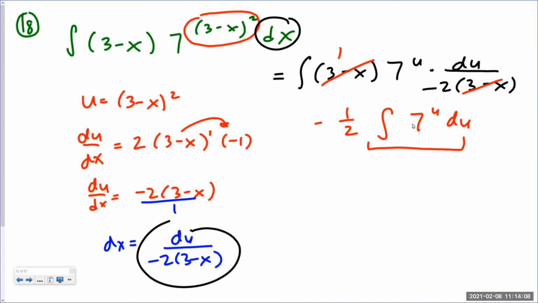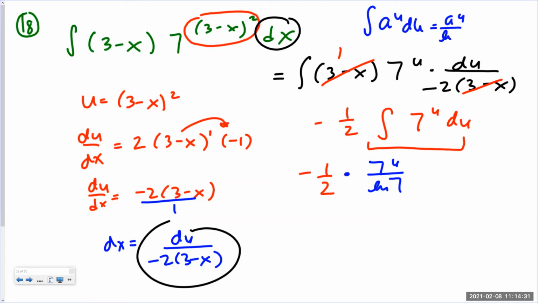Do you see it? What's the antiderivative? And let me just carry down the negative 1/2. You don't do anything with it for a while, okay? What's the antiderivative of 7 to the u, of a to the u? It's a to the u over ln of a. Okay, you just memorize that. If you go look at your formula sheet, it should be there. You should have something that looks like this is equal to a to the u over ln of a. Okay, I'm just really replacing a with 7.